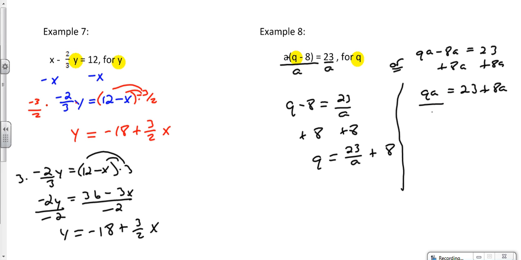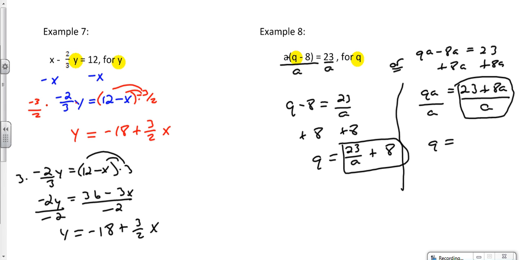Divide, we're solving for q now. Divide by a. Divide the whole thing by a. And this is compatible with this. It's just that they combined, they got a common denominator and put them together. So that is acceptable as well.